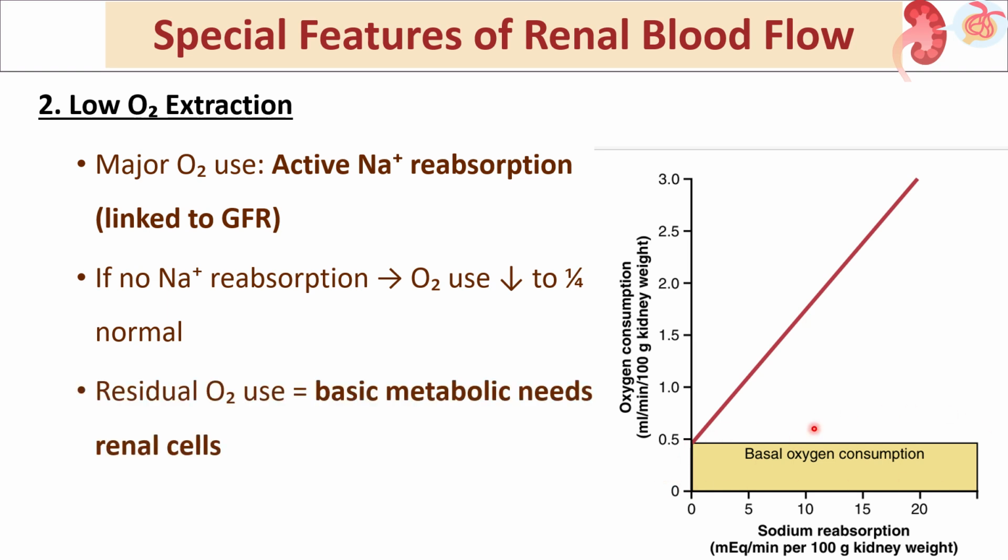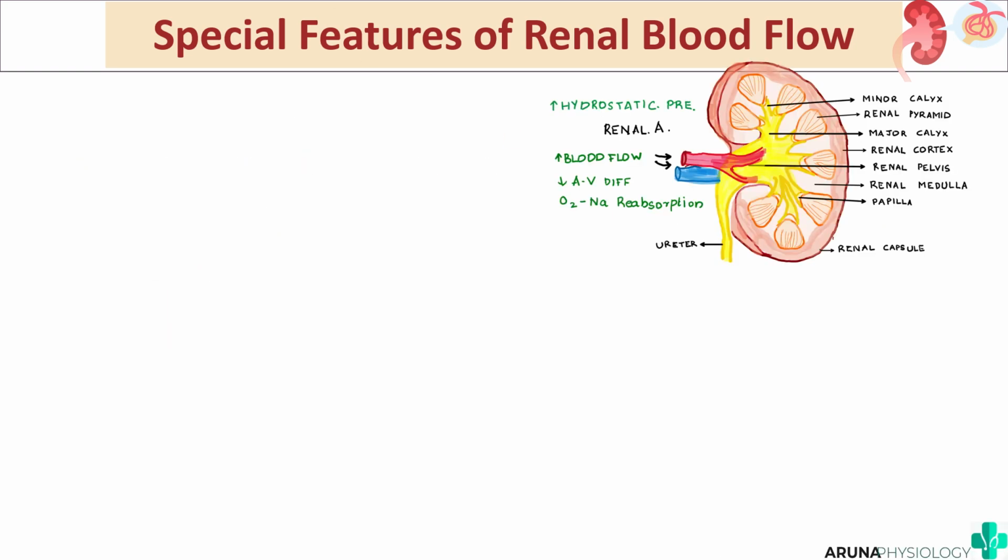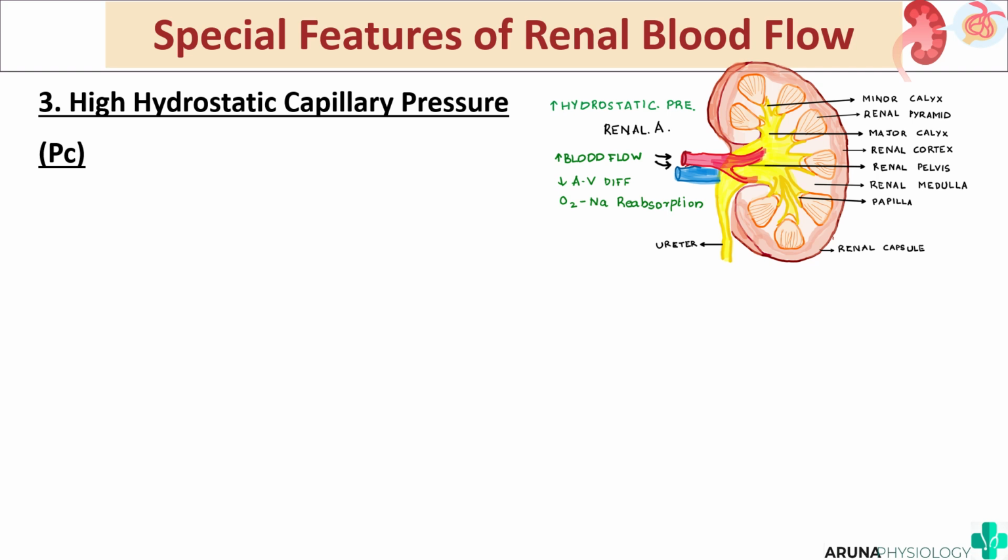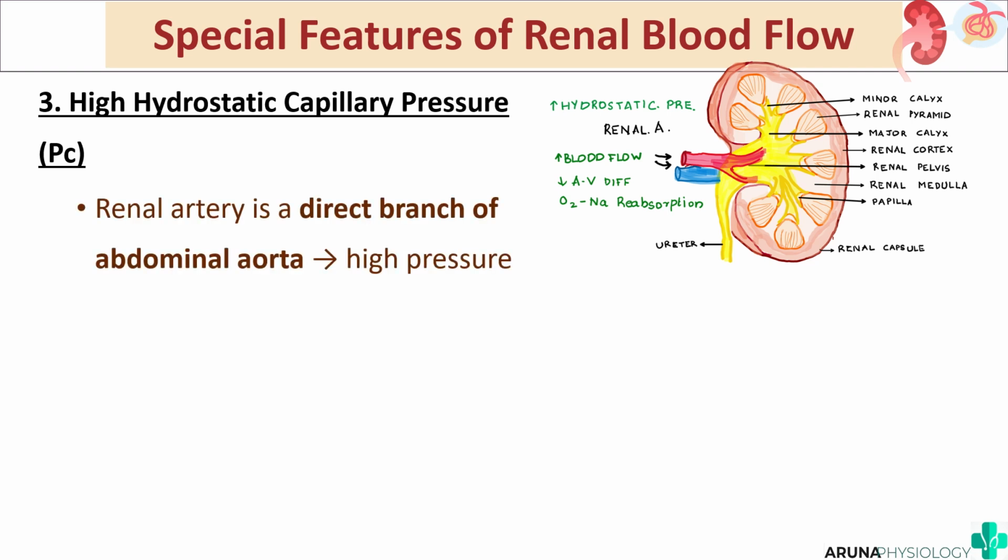So it is just the residual, this basal oxygen consumption alone is needed for the basic metabolic needs. The rest is all for the sodium reabsorption. The third point, as I said, is that the renal artery has a high hydrostatic capillary pressure because it's a direct branch of the abdominal aorta.